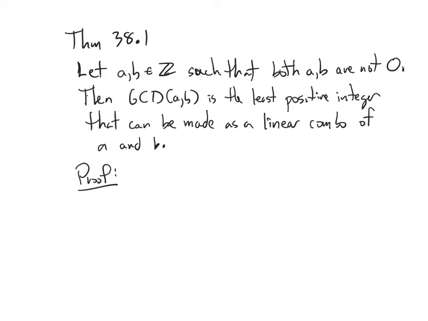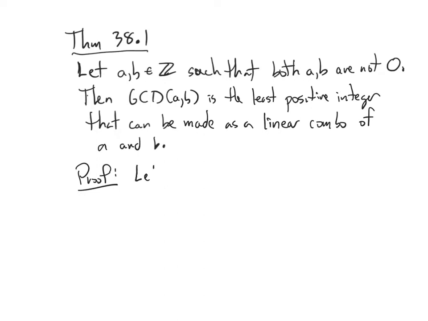Okay, folks, so we're going to continue with the result that we started at the last lecture but didn't get to finish. If we have two integers, they're both not 0 (one can be 0, but they can't both be 0), then the least positive integer that could be made as a linear combination of those two integers is the GCD. That's what we're going to prove.